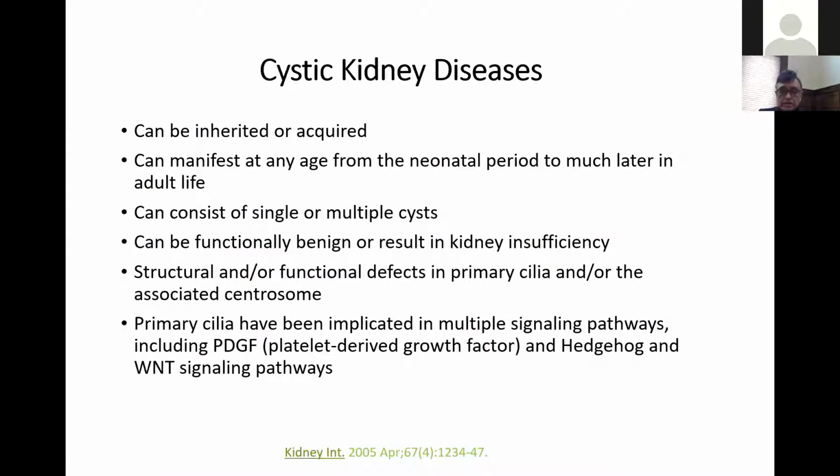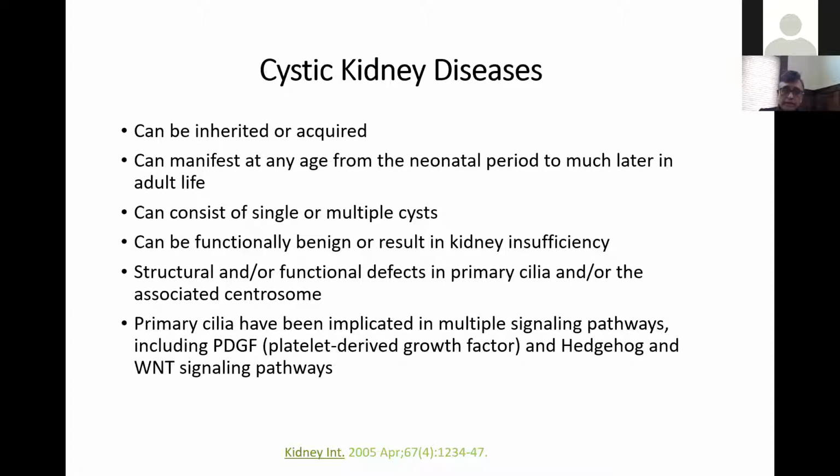Now, what are the cystic diseases? And this is important because they could be inherited and acquired and can manifest at any age from neonatal to much later in adult life, and it consists of single versus multiple cysts. It is a structural and functional defect in primary cilia. It's fascinating how the mechanosensors on the cilia are associated with the proliferation in the kidneys, and primary cilia have been implicated in multiple signaling pathways, and one of them is platelet-derived growth factor and hedgehog and WNT signals.